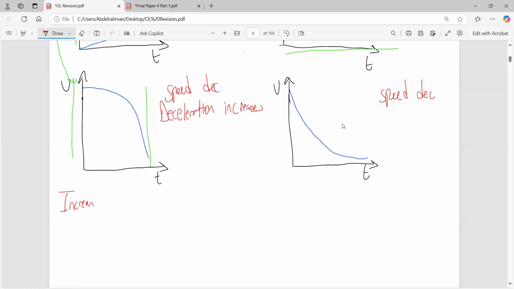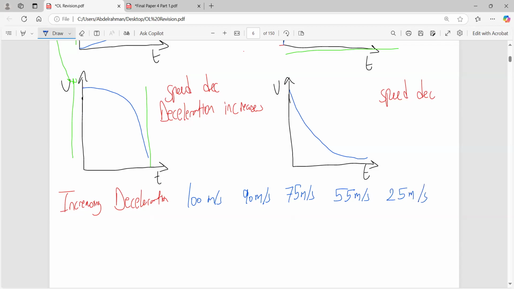For an increasing deceleration, let me give you some numbers. Initially, the speed was, let's say, 100 meters per second. After 1 second, the speed was 90 meters per second. After another second, the speed was 75 meters per second. After 1 second, the speed was 55 meters per second. After 1 second, the speed was 25 meters per second.